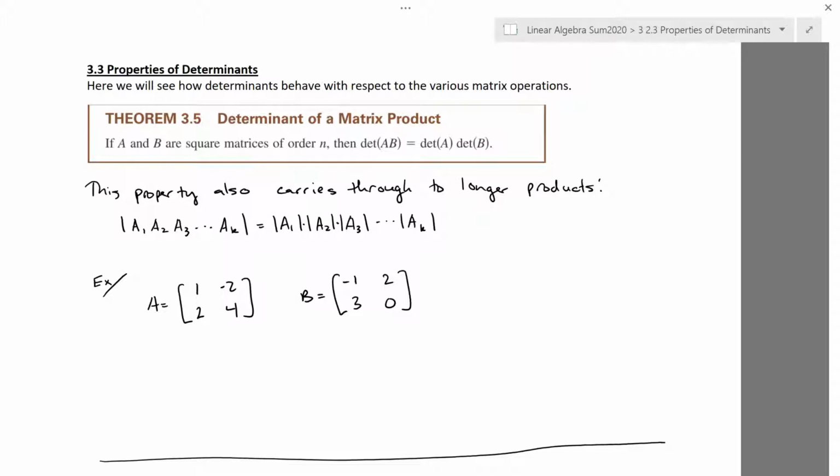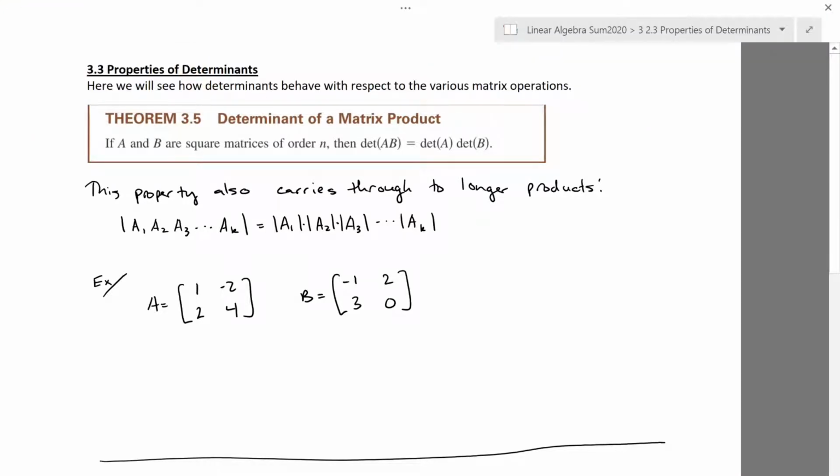But in any case, let's go back to the statement of the theorem. Again, it says that the determinant of the product is the same as the product of determinants. The statement is written for two matrices A and B, but the property also carries through to longer products. If you're multiplying a bunch of matrices together and then taking the determinant, it's the same as calculating the determinants individually and then multiplying them all together.